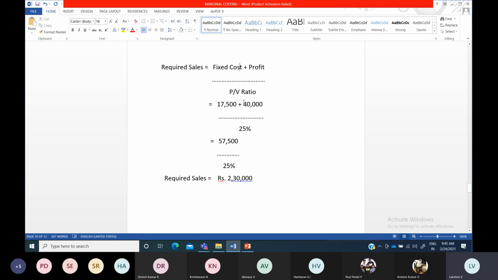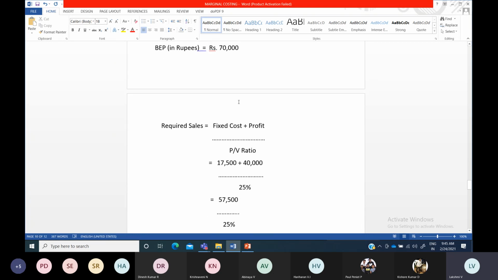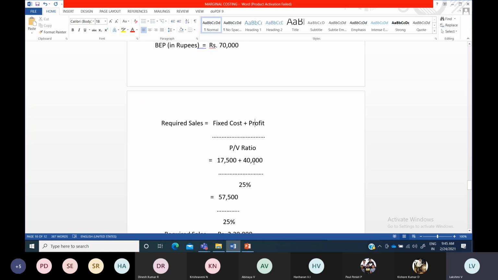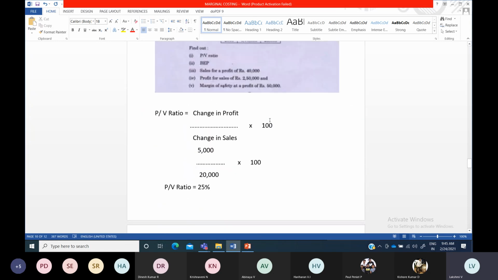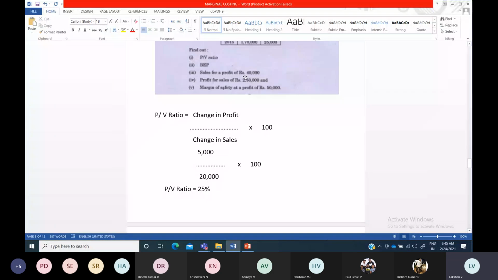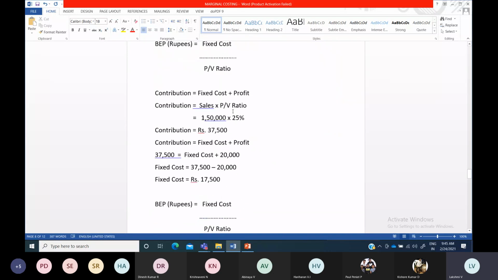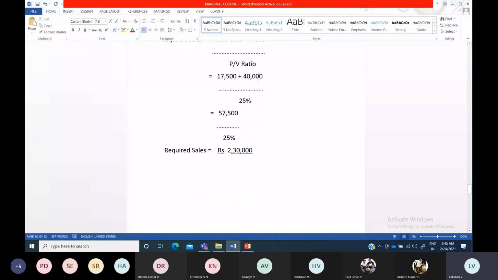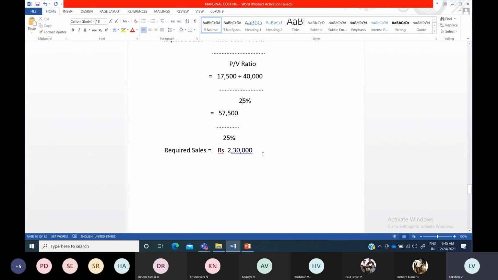So fixed cost, we calculated that one, that 17,500, you can bring it over here. Profit, if you see that concerned subheading, sales for a profit of 40,000. So profit 40,000 they have given you, sales how much they are asking. So this 40,000 you can substitute over here. PV ratio we already know, you can substitute here and calculate your required sales like this.